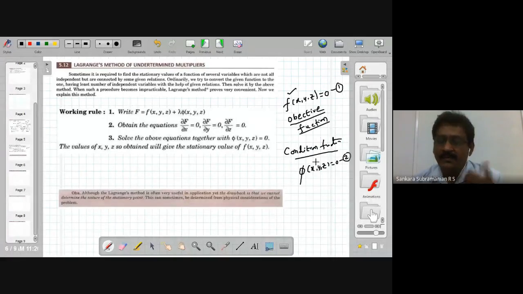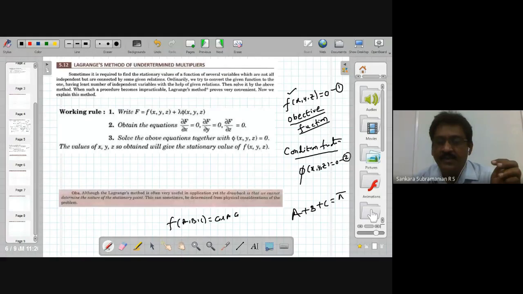In the previous example, we had f of a, b, c, and the condition that the measures of angles a, b, and c must add up to 180 degrees. The function was f of a, b, c equal to cos a cos b cos c. Using this condition, we wrote c in terms of a and b, substituted it, and made the function f of a, b in two variables.